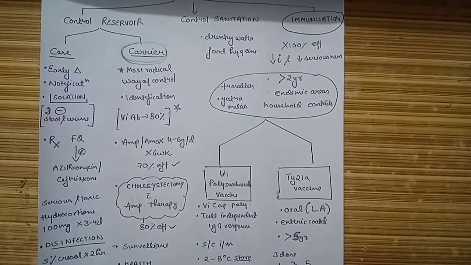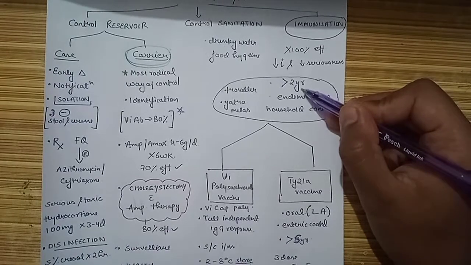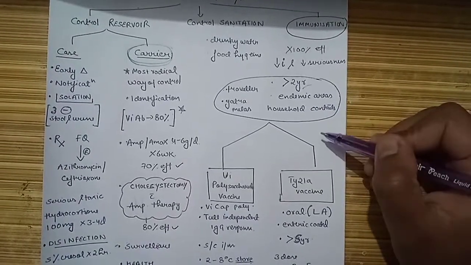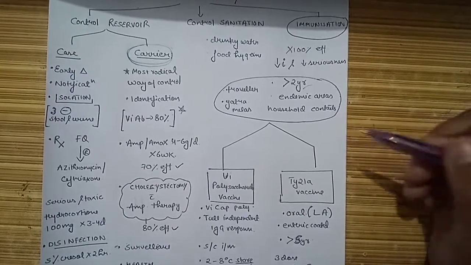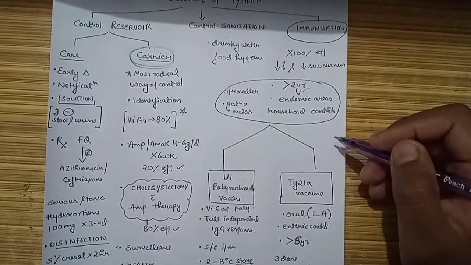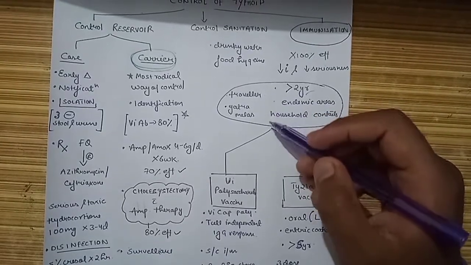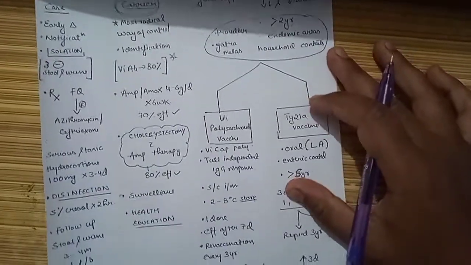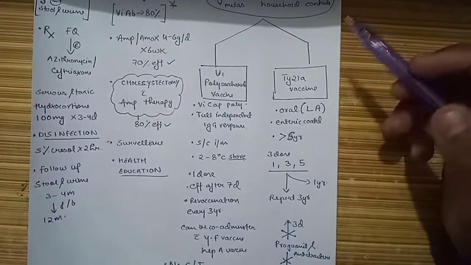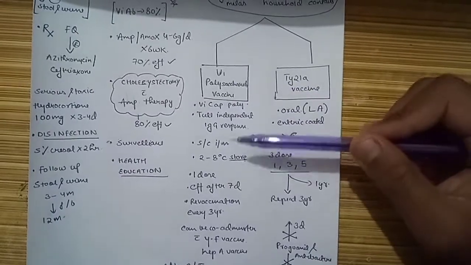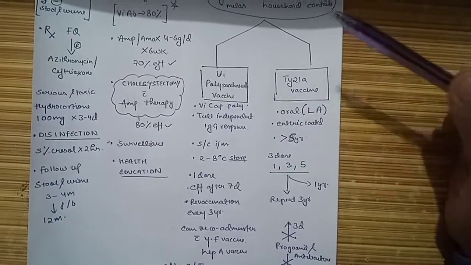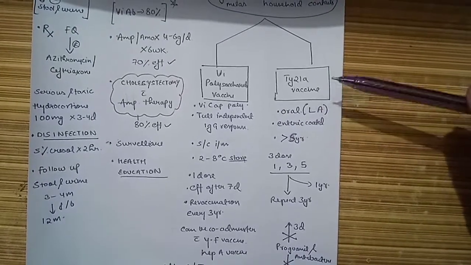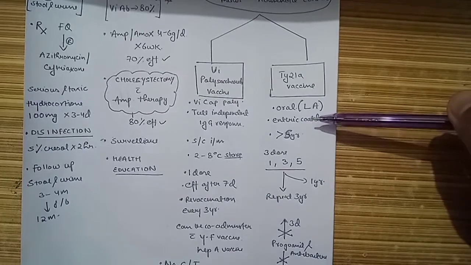Now, who receives this immunization? They have to be more than 2 years old. Most of the people residing in endemic areas should receive it, or the household contacts of a typhoid patient, a traveler to an endemic zone, or people going to yatras or melas. So we have two vaccines here. One is a polysaccharide vaccine, that is the Vi capsular polysaccharide, and another one is Typhoral, an oral vaccine, that is a live attenuated vaccine.